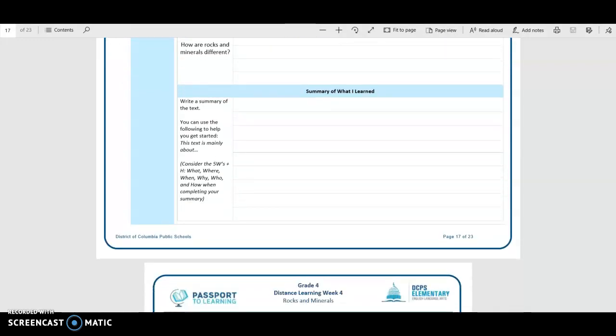And then a summary of what I learned. So write a summary of the text. You can use the following to help you get started. You can start with, this text is mainly about blah, blah, blah. Remember, consider the 5 W's, okay? The what, the where, the when, the why, the who, and the how when completing your summary.